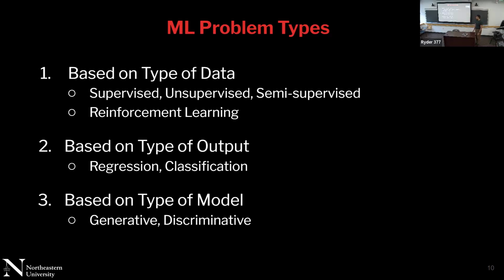Based on the type of model, models can be either generative or discriminative. Most models that are classical and we talk about the most are discriminative models. A classifier is a discriminative model. It discriminates the data into different buckets or different classes. But we also have generative models, which actually create continuous output. So you have ChatGPT, which is a generative model. You have things like Stable Diffusion, which is a generative model.